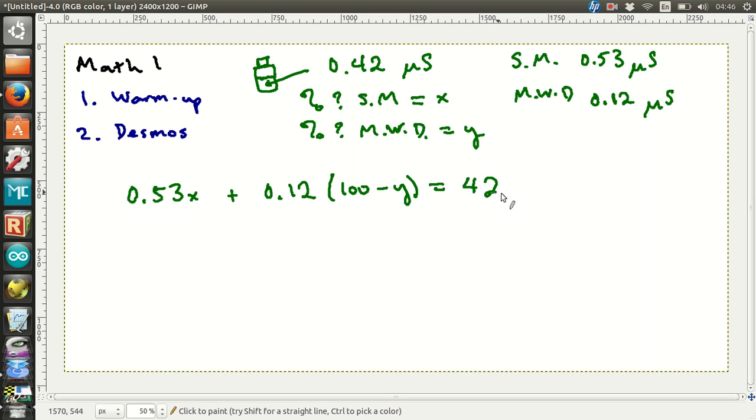Your warm-up today is to solve this equation now that we have the equation correct here. Oops. Should it be y? Thank you. Should be x. Right. So, now that the equation is correct, and this is 42 instead of 0.42, please solve the equation.